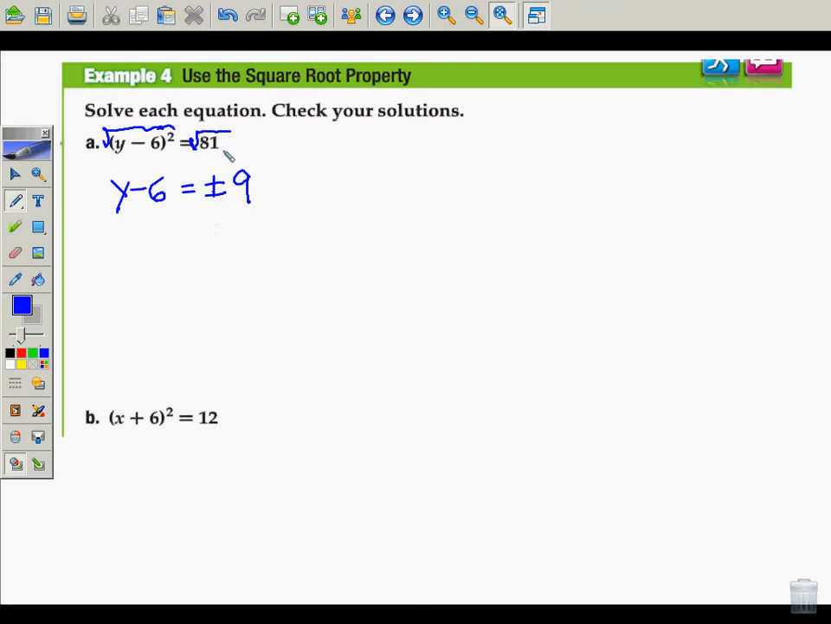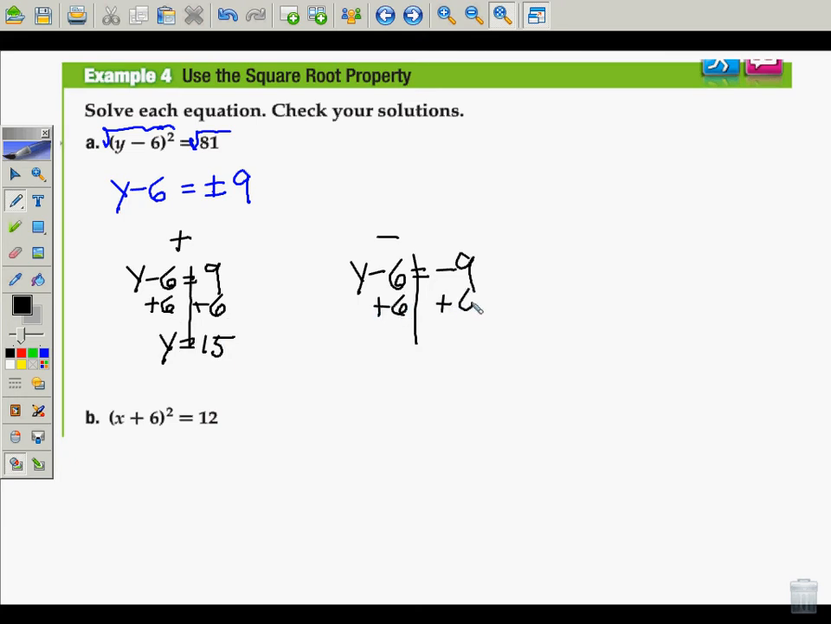And now we can get two equations. We're going to have the positive equation, we're going to have the negative equation. So we'd have y minus 6 equals positive 9, and I'm going to have y minus 6 equals negative 9. And then I'm going to solve each of these equations. First one, add 6 to each side, and you get y equals 15. Second one, you add 6 to each side, and you get y equals negative 3.